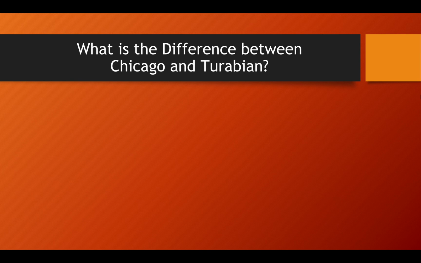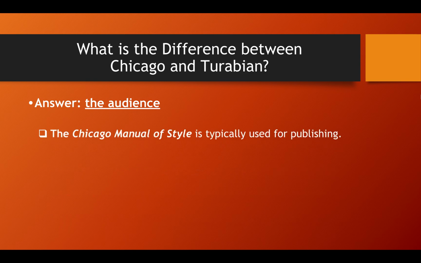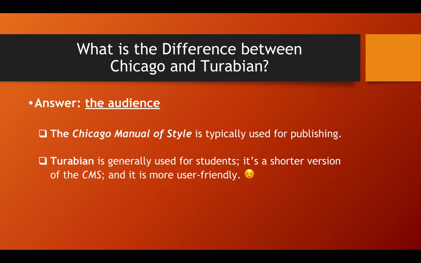So first, what's the difference between Chicago and Turabian? I basically already talked about this a little bit, but the answer is the audience. The Chicago Manual of Style is typically used for publishing, whereas Turabian, Kate L. Turabian, wrote this book that made Chicago style more user-friendly, and it's used by students more often because of its accessibility. So there's not really a huge difference. Again, your professor might use Chicago and Turabian interchangeably.